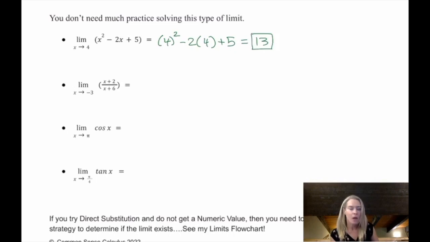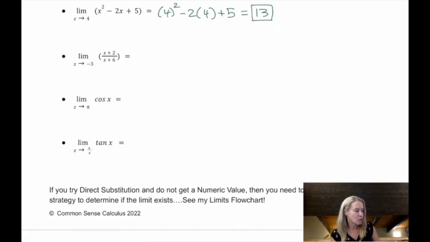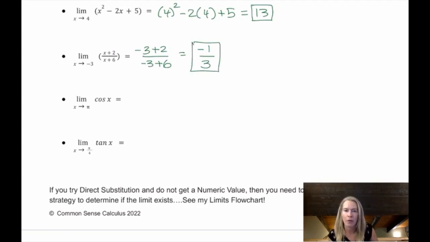That's our limit. Next one, the limit as x approaches negative 3 of the rational function x plus 2 over x plus 6. That's just negative 3 plus 2 and negative 3 plus 6, and that gives us negative 1 on top and 3 on the bottom. So our limit is negative 1/3.